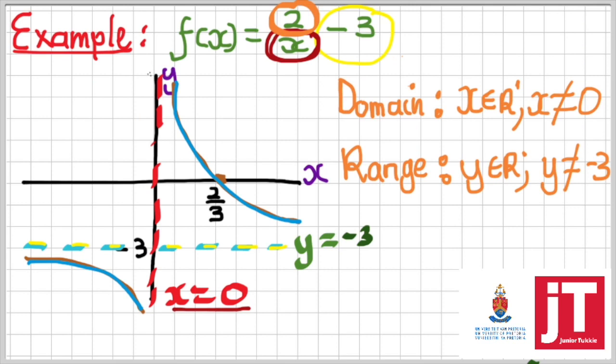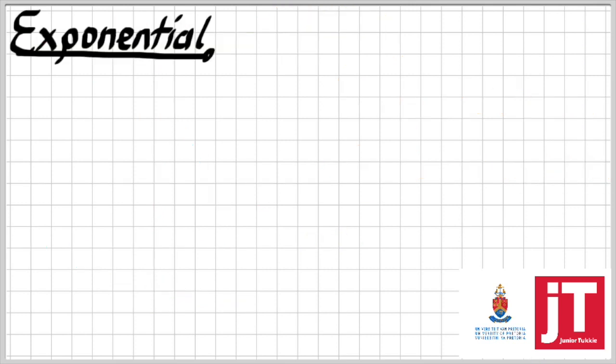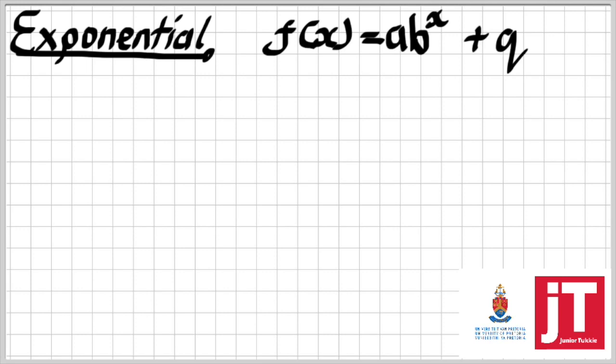We move on to an exponential graph. With our exponential graph, we're going to kickstart by stating the general equation, which is given by f of x equals a times b to the power x plus q. There are three variables there: your variables a, b, and q.